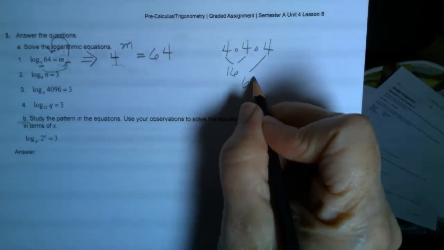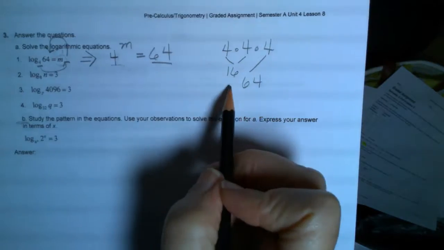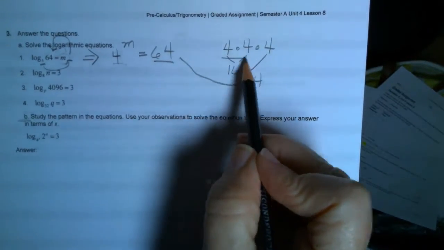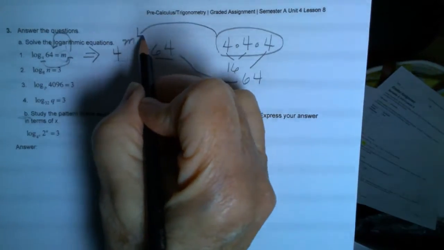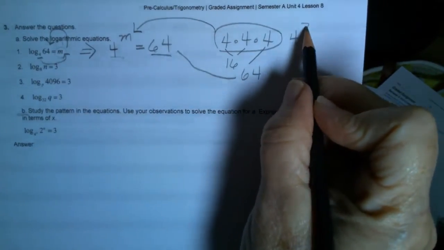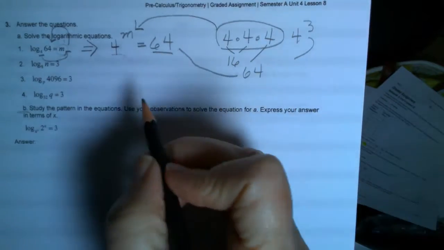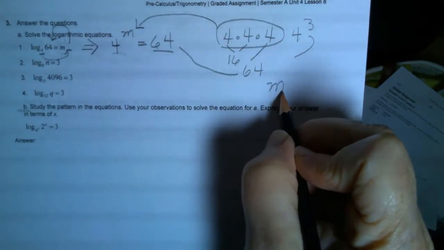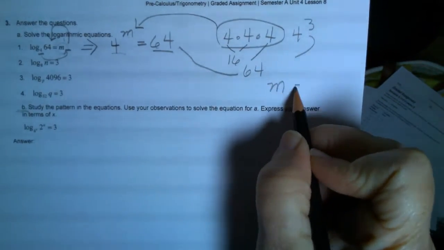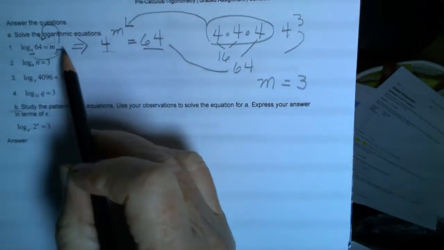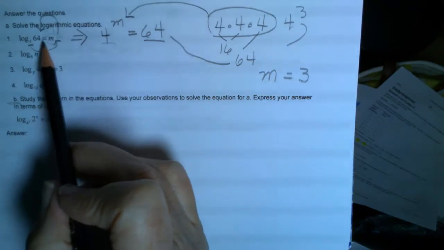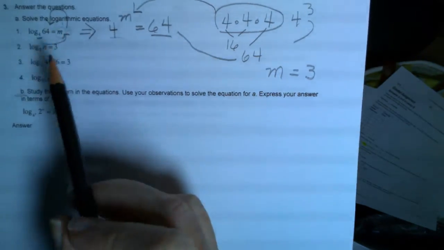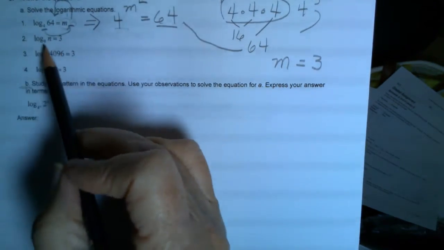16 times 4 is 64. So that's what we were aiming for. So 4 to the 3rd power, right here, 4 to the 3rd power gives us 64. So m is equal to 3. Okay, make sure you understand that. If we have a 3 here, 4 to the 3rd power equals 64 is a true statement.